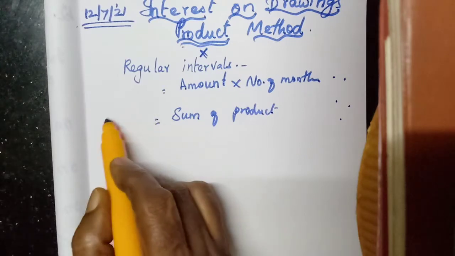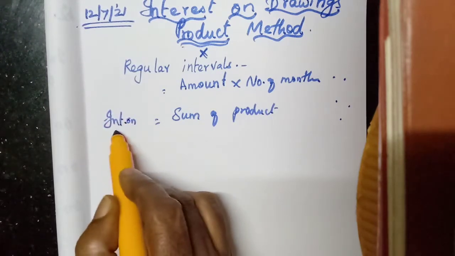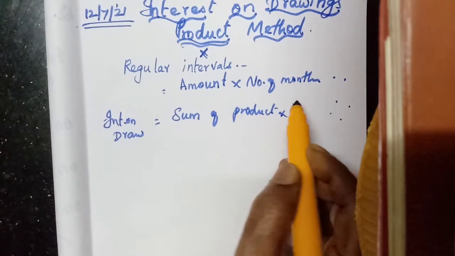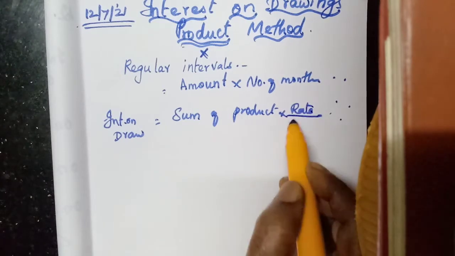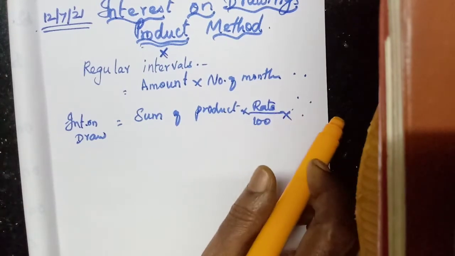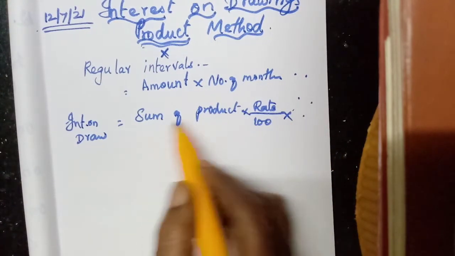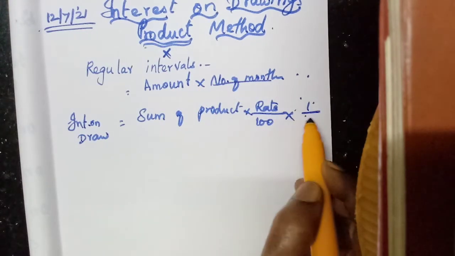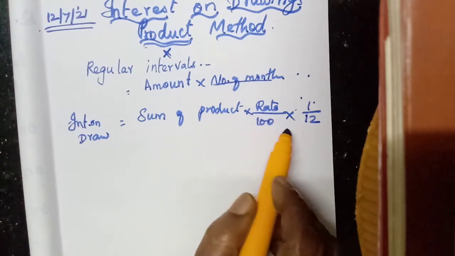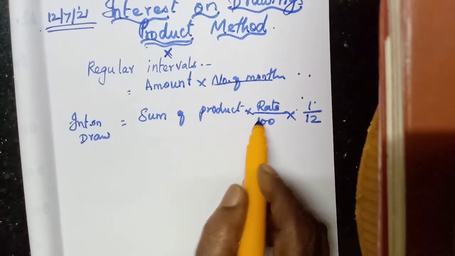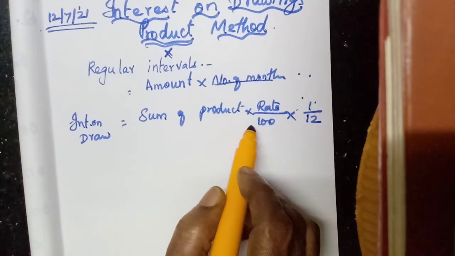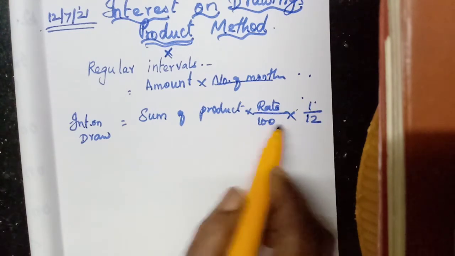So interest on drawings, the formula will be sum of product into rate by 100 into 1 by 2, since we multiply by the number of months, we have to take it for 1 month, 1 by 2. That is the interest on drawings. Sum of product into rate by 100 into 1 by 2. One example, if you see, you will understand this very clearly. This is the formula.